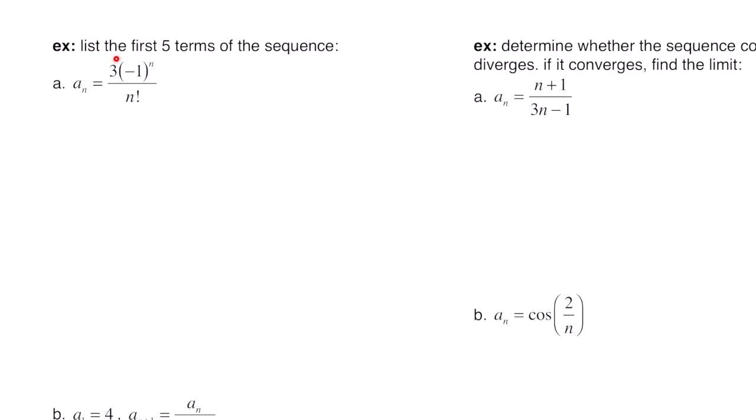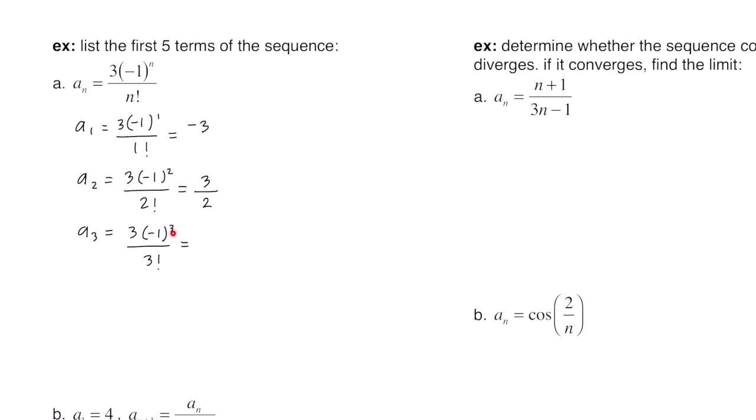This example says list the first 5 terms of the sequence. So here's our sequence. It's 3 times -1 to the n, all divided by n factorial. So first we're going to find a sub 1. That means we're going to plug in 1 for n. So in the numerator, this will simplify to -3, and then 1 factorial equals 1. So -3 divided by 1 is just -3. Next we're plugging in 2 for n. So -1 squared is just 1, so the numerator becomes 3. And to find 2 factorial, remember for factorial you start with this number and then you multiply down to 1. So we go 2 times 1 is 2.